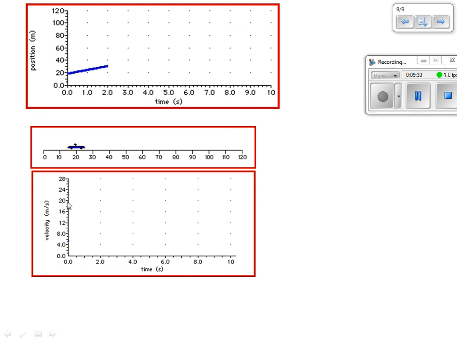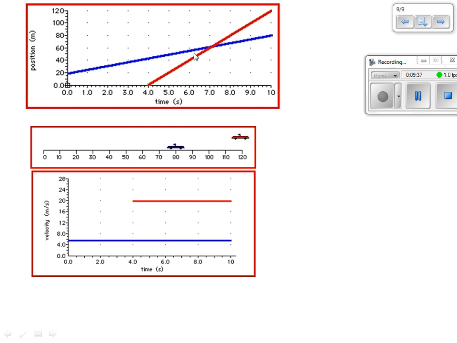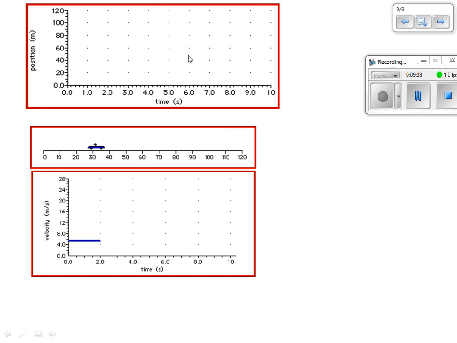But if you had something that looked kind of like this, you need to remember that velocity is the graph of the slope. The slope of this is a constant value, which means this is flat. The red one is a constant slope, so it's flat.